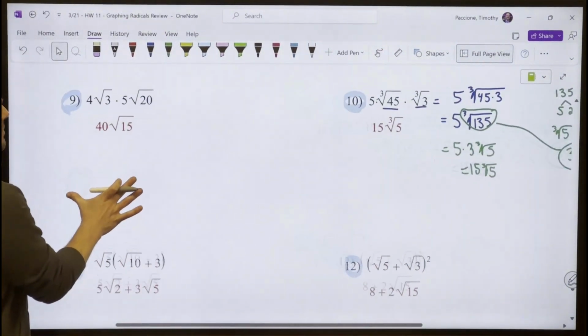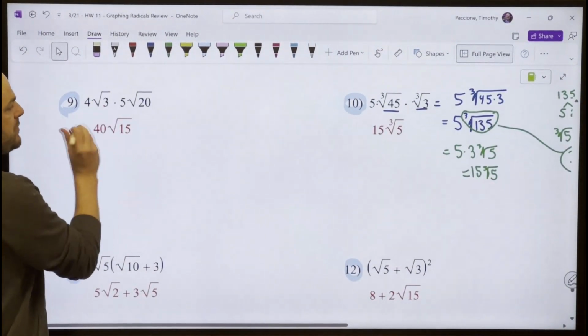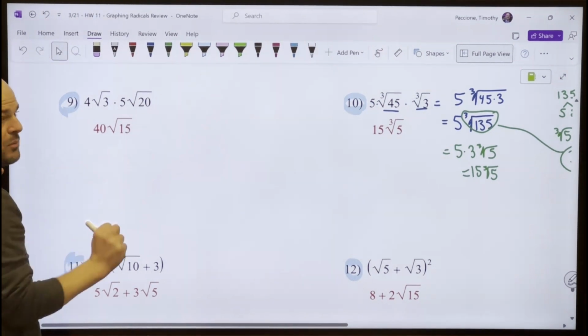By the way, 9, very similar. You do 4 times 5, 3 times 20 underneath, simplify.